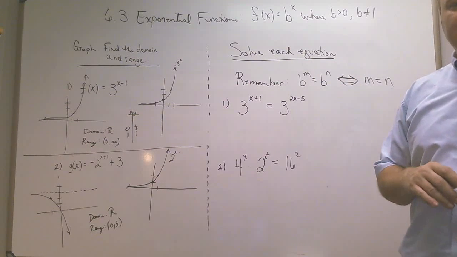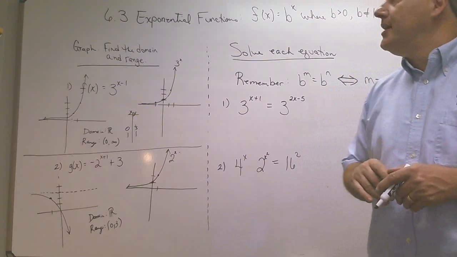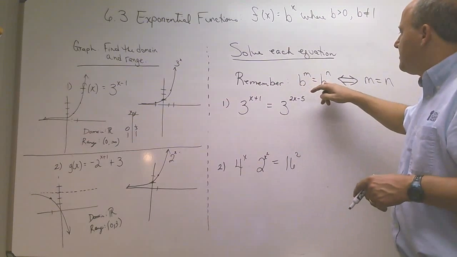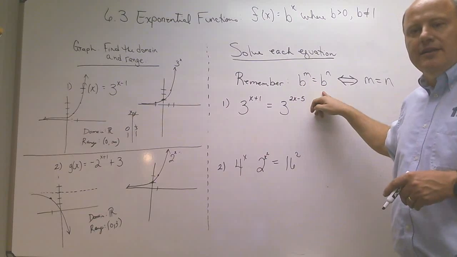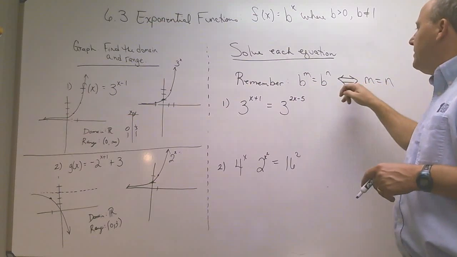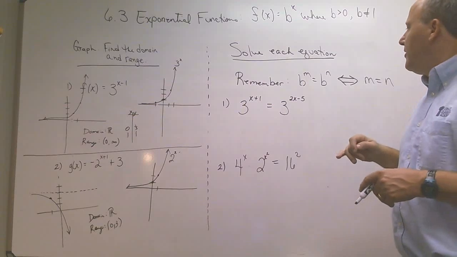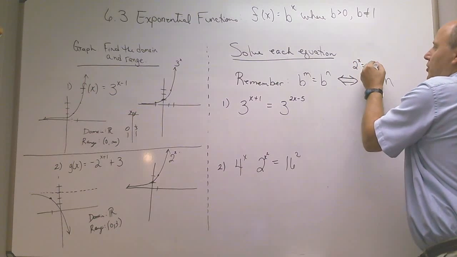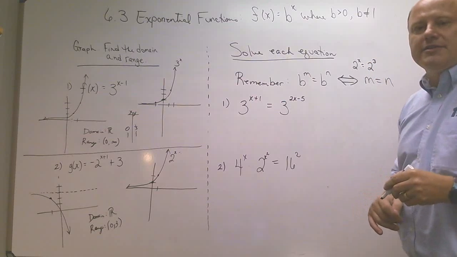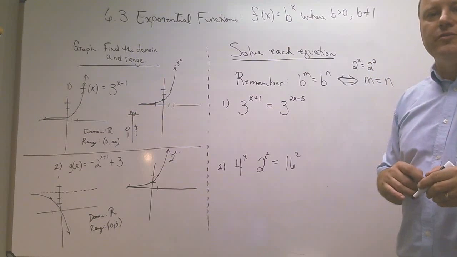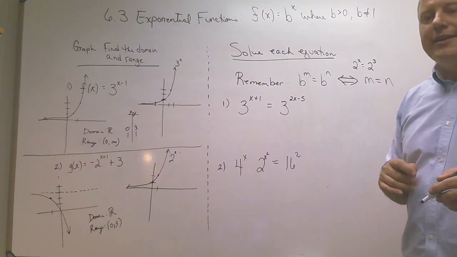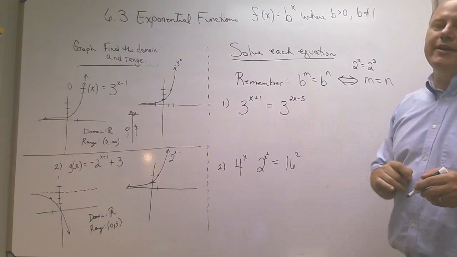Now, I really didn't have time to talk about this the day before the test, but I do want you to remember that if you have two numbers raised to different exponents but have the same base, that just means that the exponents have to be the same. So a very simple example would be something like 2 to the x equals 2 to the third. Obviously, x would have to be 3 because 2 to the third equals 2 to the third. And that's the concept you're going to be using right here.